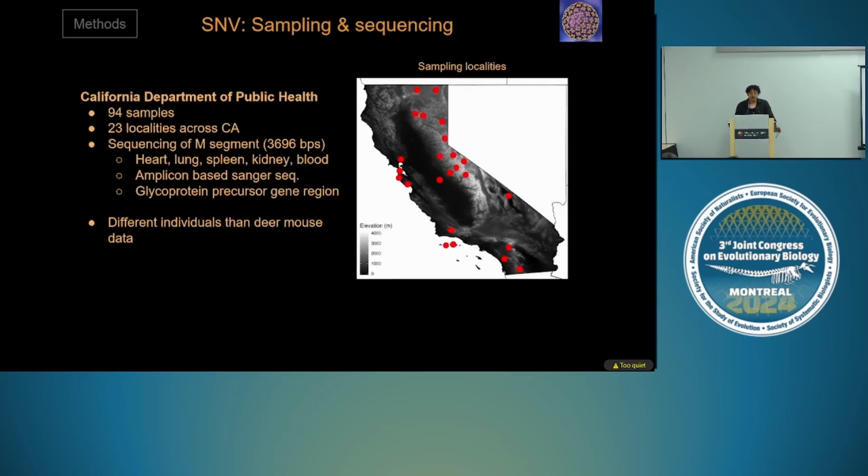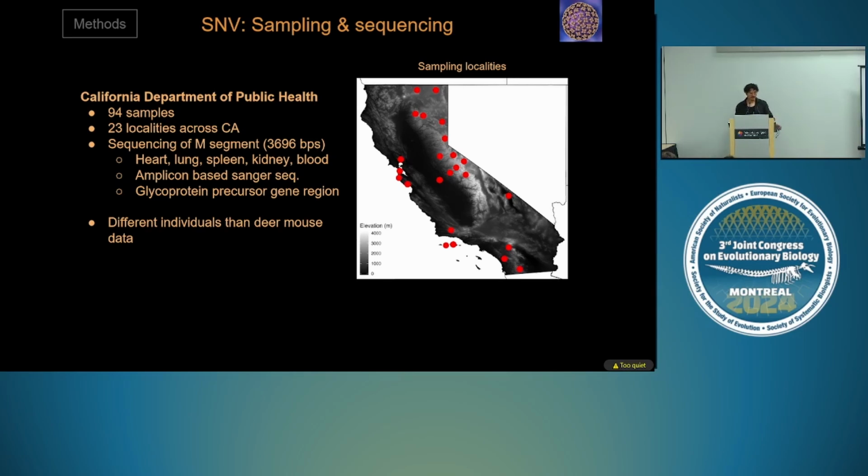Now, going into the actual data I used to approach this virus, I've collaborated with the California Department of Public Health, and they provided 94 samples. There's less sampling across geographic space, but we have gotten sequencing of the medium genomic segment, which is the glycoprotein precursor. That just means it's the region of the genome that interacts with host cells, so that shows host specificity. This is sequenced from deer mice tissues, and they came from different individuals than the deer mouse data I showed you before, so that's worth pointing out. Again, mainland and Channel Island samples are both included in this data set.